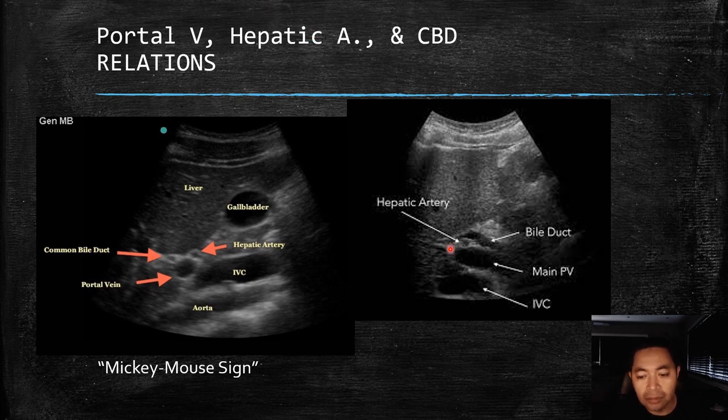When viewing these on the long axis, the relationship remains the same. The common bile duct is seen anterior to the portal vein, running parallel along its course. We usually use this long axis plane in locating and measuring the common bile duct. The inferior vena cava is also seen here in this view below the portal vein.